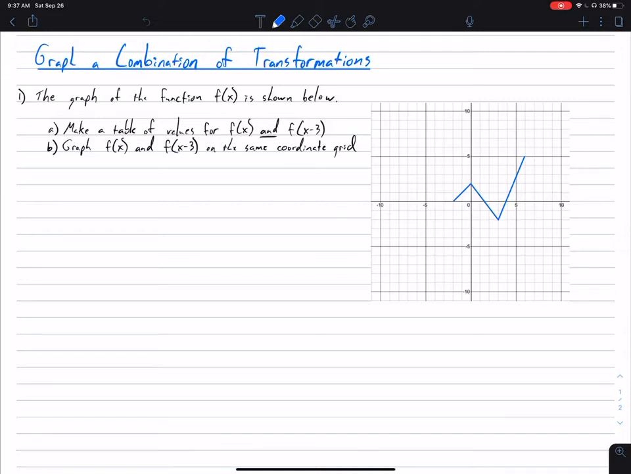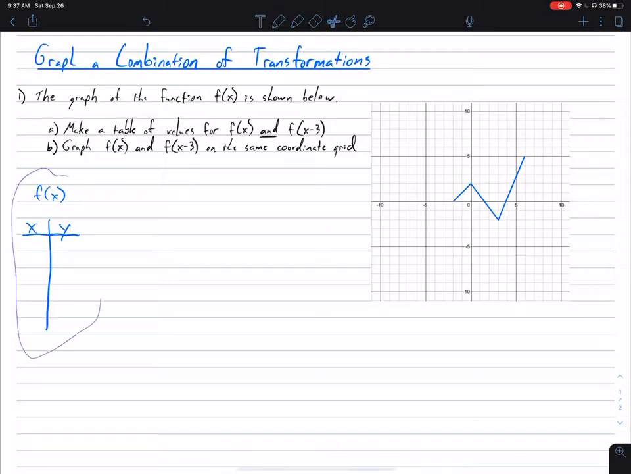x minus 3. So let's say we have f of x, and let's make some values here. And then we're also going to make a table for f of x minus 3. Then they want us to graph the two on the same coordinate grid. Now, it is easier to make the graph and then make the tables based on the graph, but we're not going to learn the material as well. There'll be a little bit less understanding of what's actually going on.